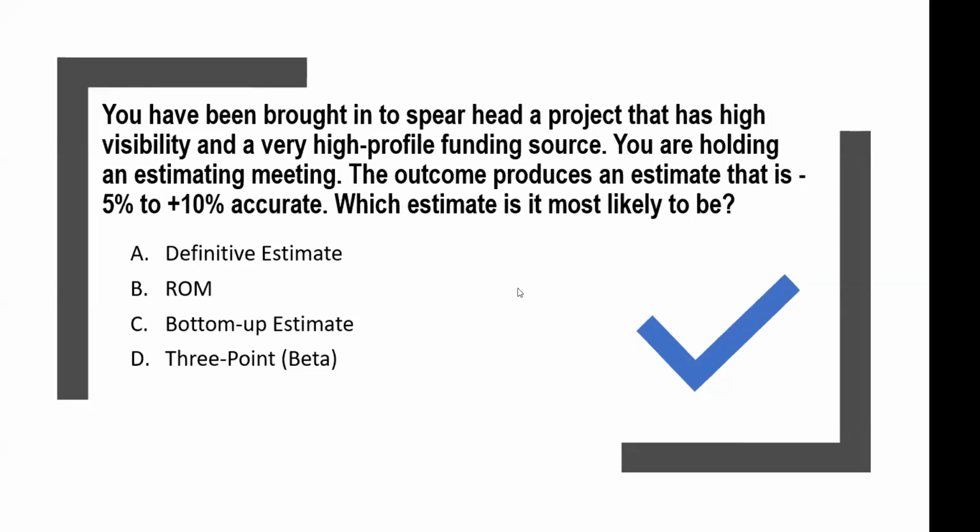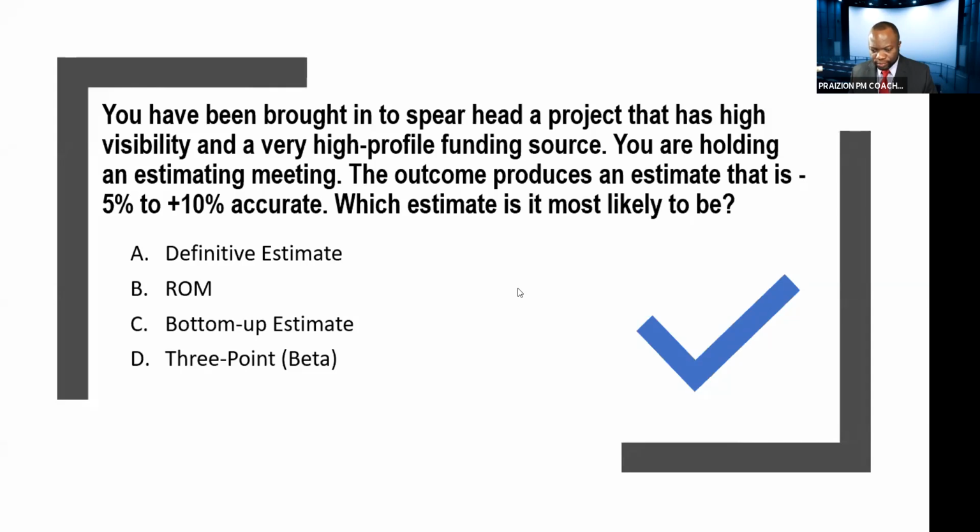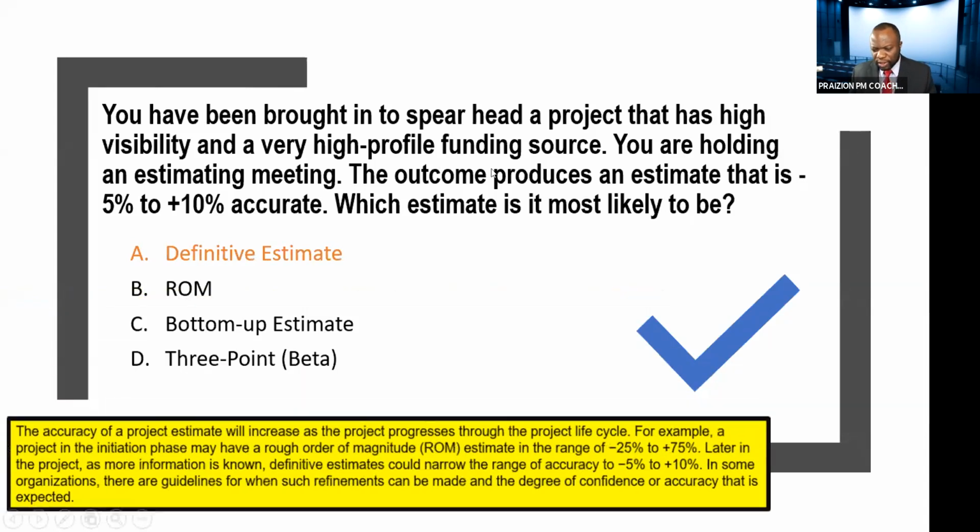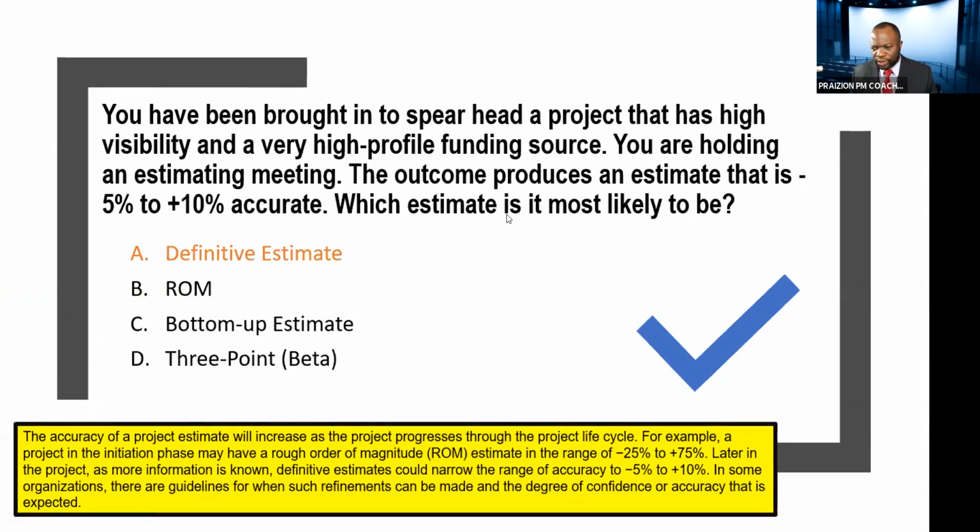All right, my friends. 5, 4, 3, 2, 1. Here we go. And here are the results. And the answer to this one is indeed a definitive estimate. Definitive estimates are also talked about in the PMBOK guide. So the page where this stuff is, my friends, this is the language that is used on the page. And I'll just read quick. It says, the accuracy of a project estimate will increase as the project progresses through the project lifecycle.